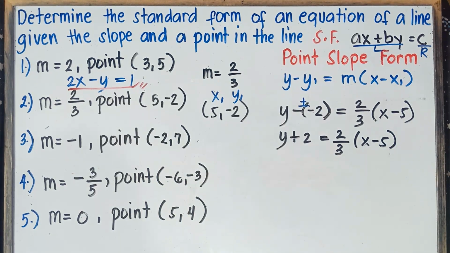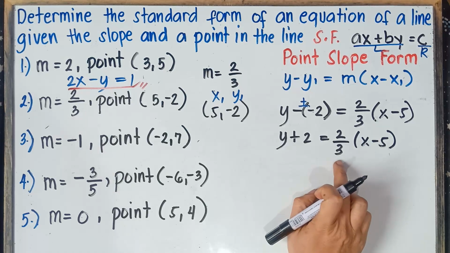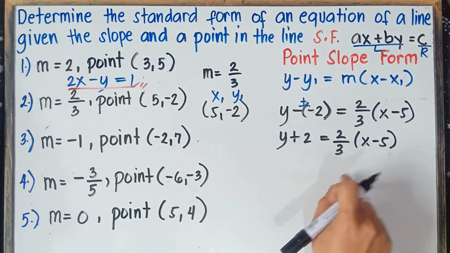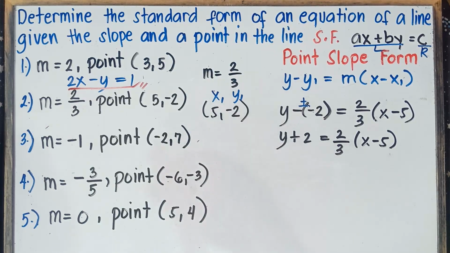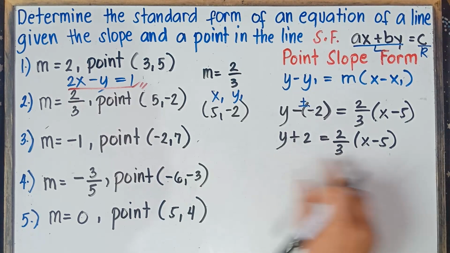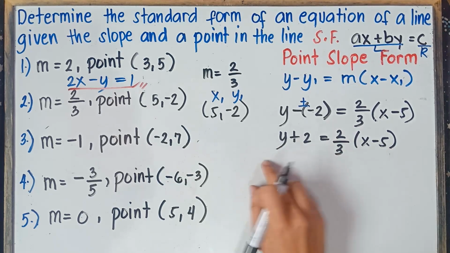Now, in this scenario, class, since we have a denominator of 3, we need to remove this denominator. If you have a rational equation with a denominator, you need to remove it, because it would be really complicated dealing with fractions. So therefore, to remove this denominator, we need to multiply both sides by 3.